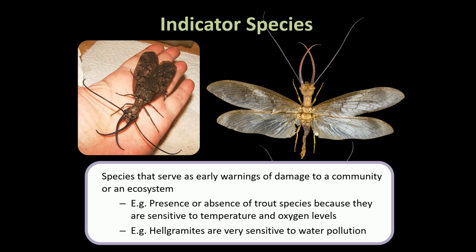So indicator species help us to make these kinds of decisions. They kind of give us a red flag to say, hey, something's up, and then we can come up with a conservation plan to fix the issue.